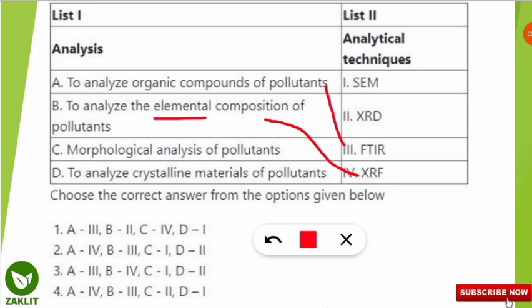Next, coming to the morphological analysis of the pollutants. Morphological analysis means the structural analysis of the pollutants. To know the structure, we have to go for the electron microscope to scan the surface, that is the scanning electron microscope. Next, for analyzing the crystalline materials of the pollutants, to analyze the crystal structure, this is one of the frequently asked questions. The diffraction technique, that is XRD, is used to know the crystalline structure of the pollutant. So according to this, option number 3 will be the correct option. Write down all these things and let's move to the next question.